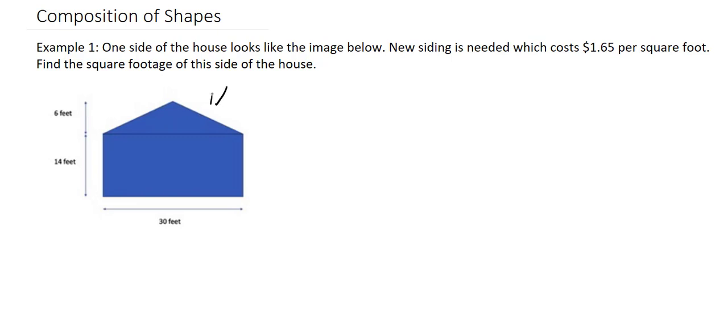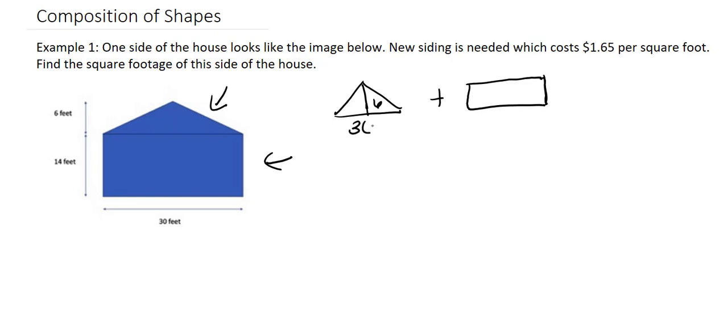We essentially have a triangle here and a rectangle here if we were to break it down. So what we're going to do is just add these together to find the total area. So the height is 6 and the length is 30. And then our base is 30. And then we have 30 and 14 here.